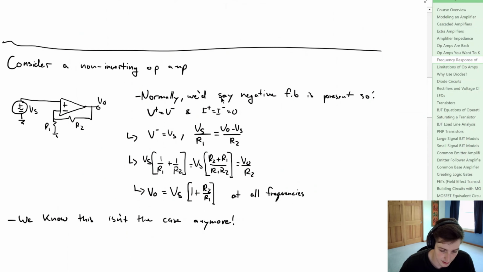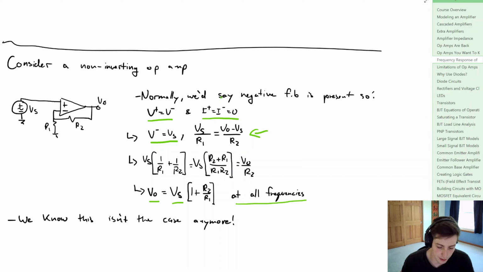Now let's consider a non-inverting op-amp. Normally we'd say with the negative feedback present that the input voltages at the terminals of the op-amp are equal, and the input currents into the op-amp are equal to zero. From this, we can simply say that V minus is equal to our source voltage, Vs, and from that, we can arrive at this KCL right here. We get our output voltage equal to the source voltage times 1 plus R2 divided by R1, and we would expect that at all frequencies in a beginner course.